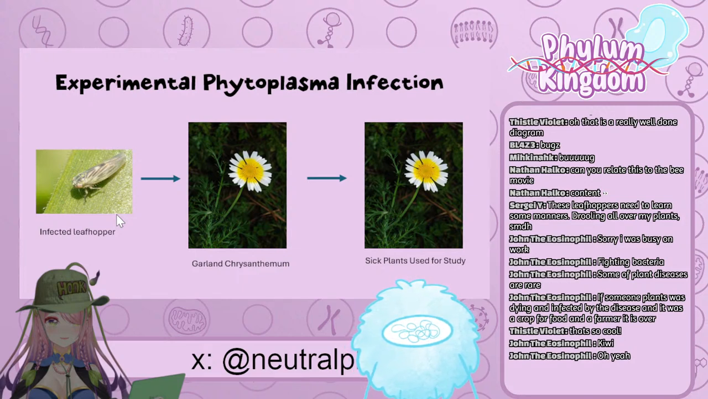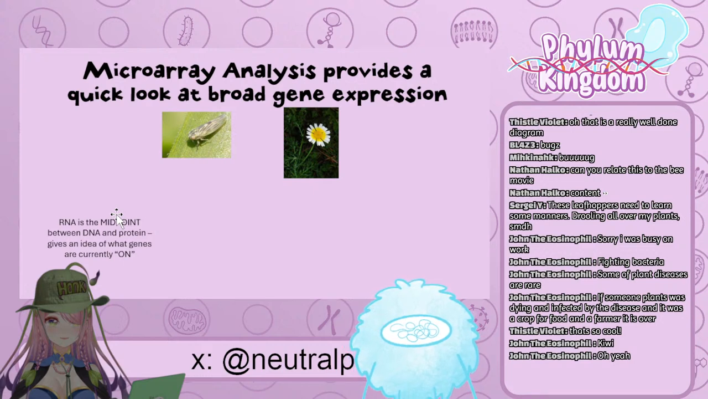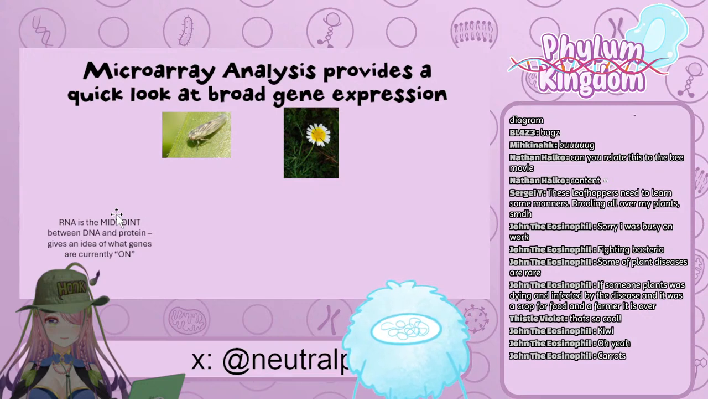So the leafhopper and the chrysanthemum in this case. Once we've got our infected plants, what the authors do is something called a microarray analysis. This is a technique you can use to determine the gene expression of an organism very quickly with relatively decent definition. What do I mean by that? A microarray analysis allows you to measure the levels of RNA for a lot of the genome. RNA is the midpoint between DNA and protein, protein being the molecules that do biology pretty much, right? So if you measure the amount of RNA, you can get a sense for how much protein the cell is making in that moment. What genes are being made into protein is the goal of this technique.